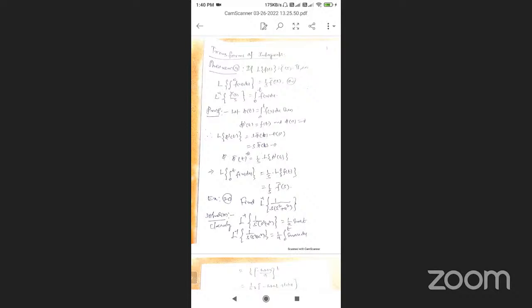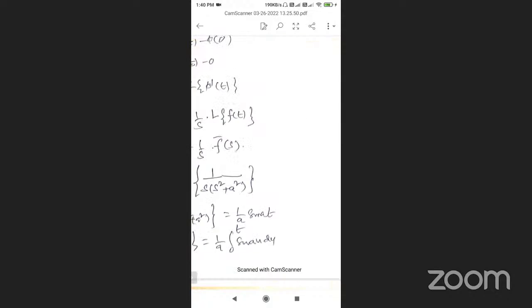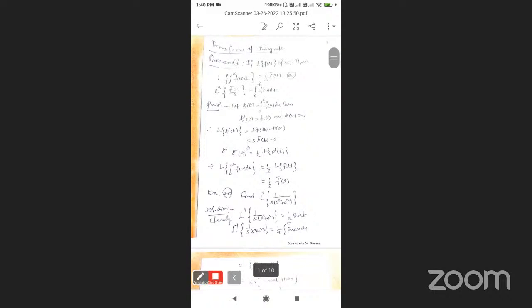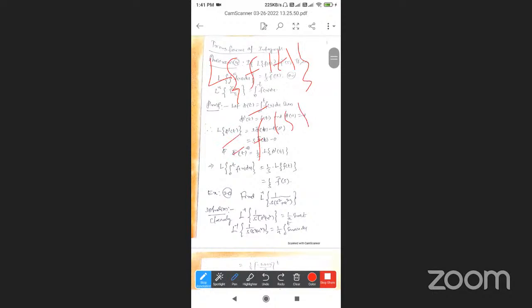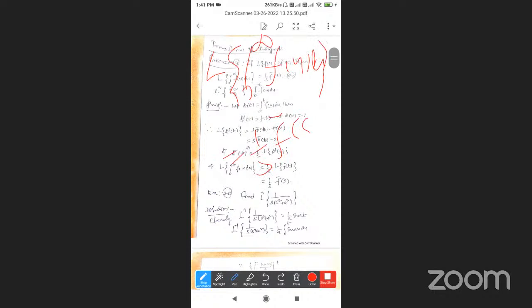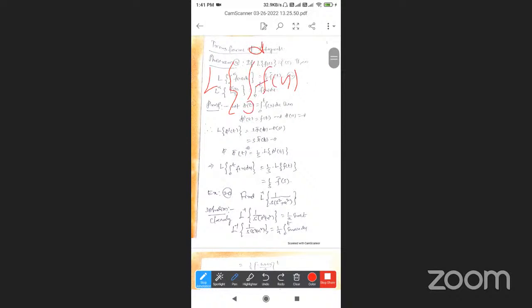Theorem number 4: if the Laplace transform of f of t is equal to f bar of s, then the Laplace transform of the integral from 0 to infinity of f of u du is equal to 1 by s into f bar of s. This is the theorem.